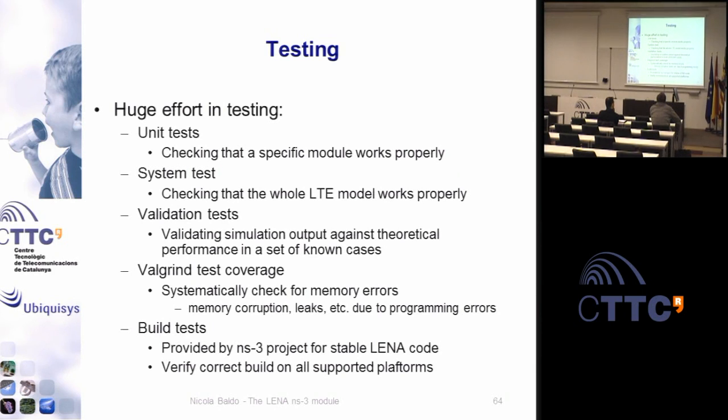And finally, a stable version of the code by the LENA project is merged with the official version of ns-3, and thanks to this, it enjoys the build tests provided by the ns-3 project. These build tests basically try to build and verify the correct build of ns-3 on a variety of platforms, on all the platforms that are supported. If I remember correctly, most popular Linux distributions are there, like Ubuntu and Fedora with several versions, and also Mac OS is supported, I think one specific version at least.